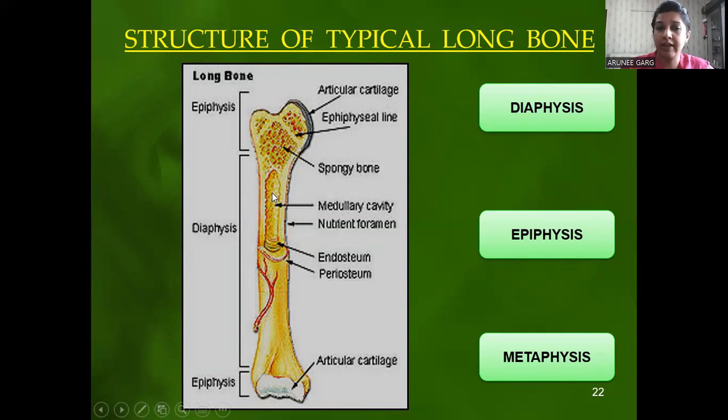This is the medullary cavity in the center of the bone. The periosteum, the outermost layer of the bone. Endosteum is the part lining the marrow cavities. And the ends have the articular cartilage, rich in chondroblasts.